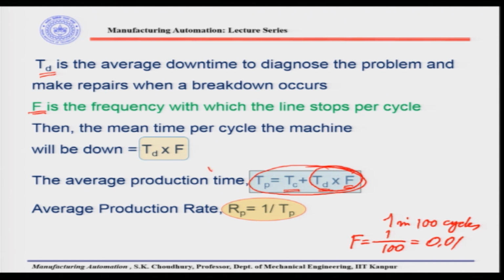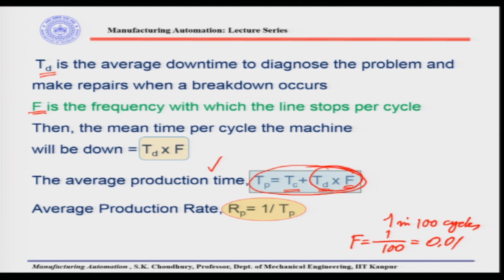Now, once we have the average production time, 1 upon time is the rate, so the production rate is 1 upon production time. Therefore, the average production rate, which is Rp, will be 1 upon Tp, and Tp we found out from the ideal cycle time and the Td into f.